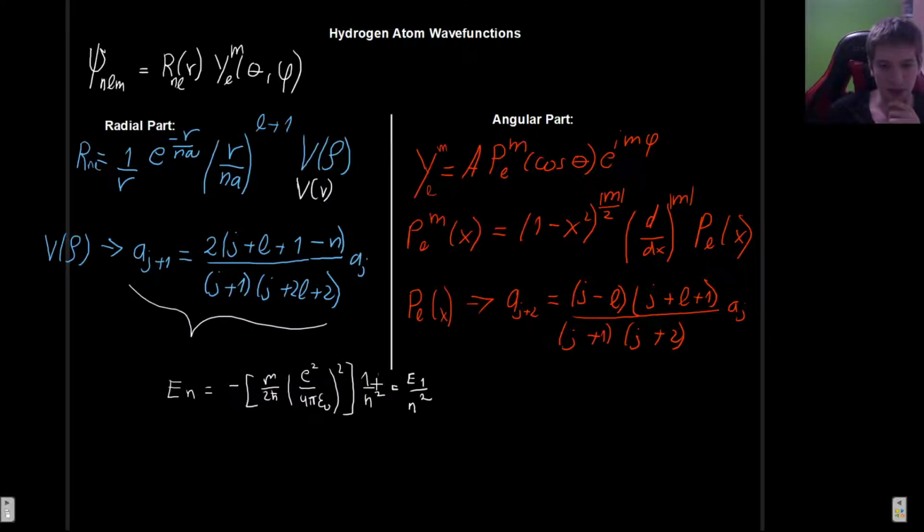So those are the main formulas here. So given that introduction, let us now actually begin calculating some of these states. Let us begin by going for the ground state, which is when n equals 1. So the first thing that we now need to think about is, okay, so n is 1, what are the values for L and for M?